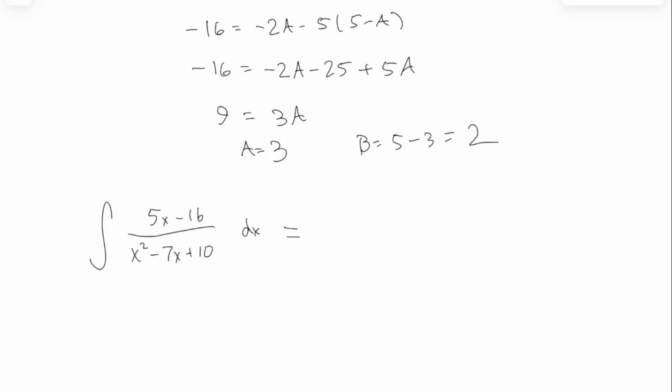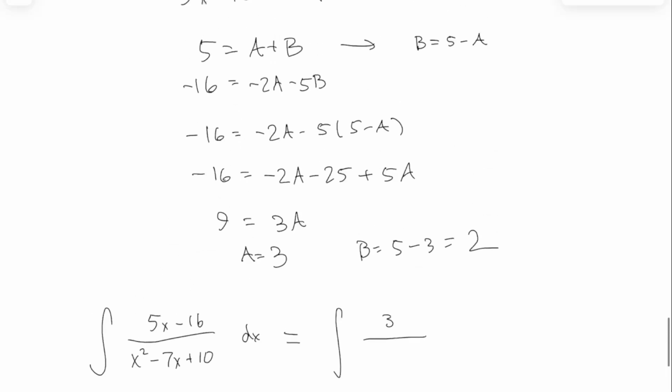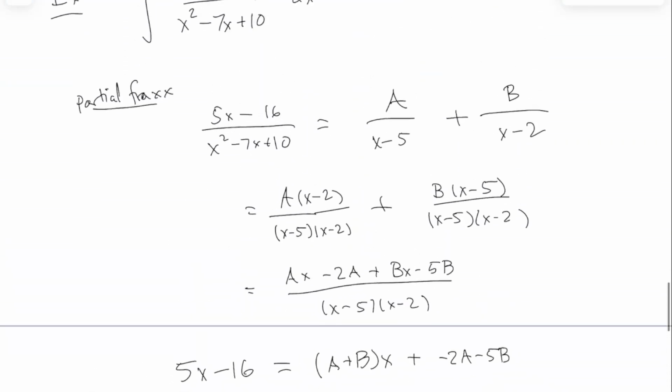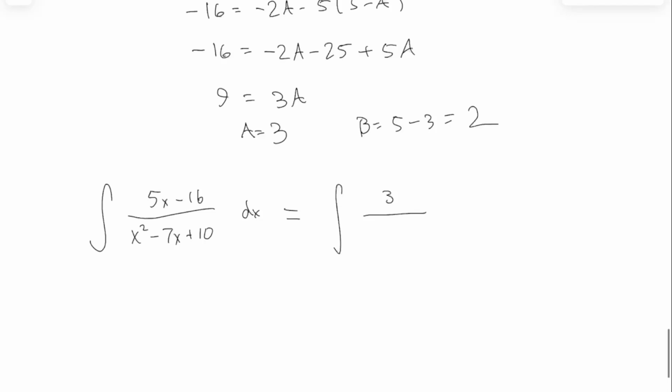The whole point of doing all of that stuff was so that I can rewrite what's on the inside as the partial fractions, where we determined the a was 3, so that was the first numerator, and make sure you get the denominators in the proper order. I had x minus 5 under the a. So this is 3 over x minus 5, and then plus 2 over x minus 2.